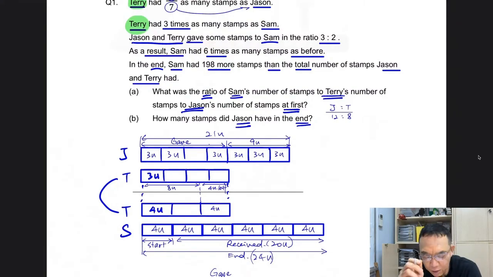Next, can you tell me how many units is that? 198 is therefore how many units? Okay, that is the difference between Sam and Jason and Terry left. Go, calculate that. Thank you for showing the working. Very good. Answer is 11. 11, exactly.